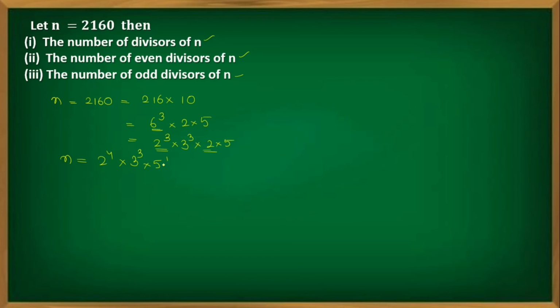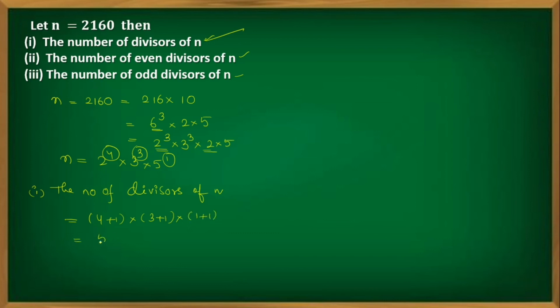So after writing the canonical form, now the question is how many divisors are there. So the first question, the number of divisors of n. The number of divisors of n is equal to, simply what we do, alpha 1, this is alpha 2, this is alpha 3, powers of the primes. So alpha 1 plus 1, that is 4 plus 1, into alpha 2 plus 1, that is 3 plus 1, and alpha 3 plus 1, that is 1 plus 1.